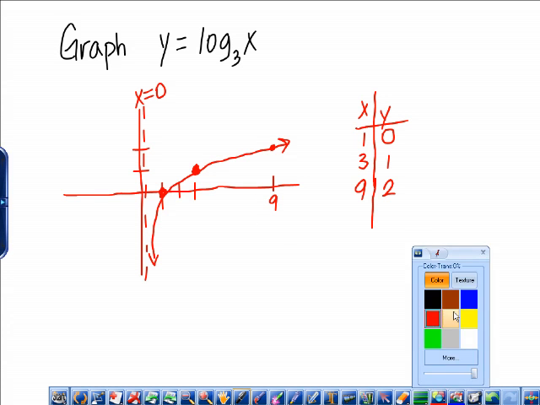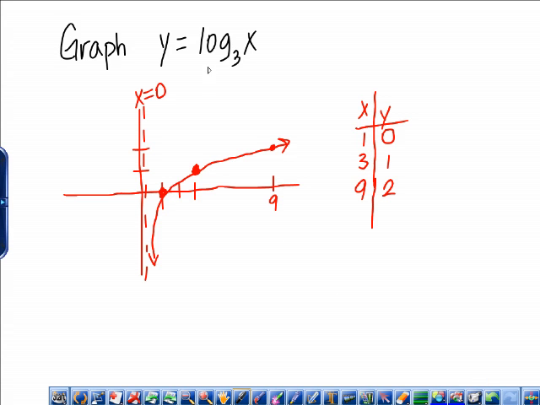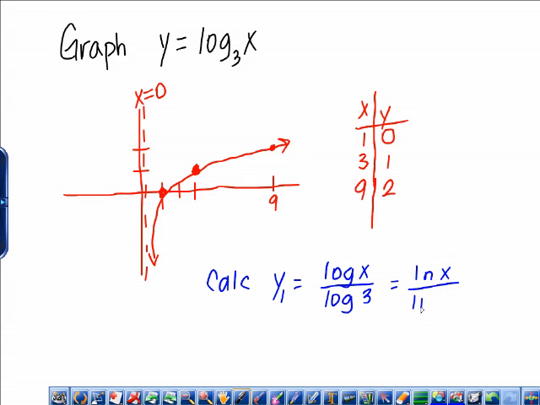Now, if you want to do this in your calculator, if you just type in log of x, it'll do log base 10 of x, which for the most part looks like the same graph. But if you want to do this more accurately in your calculator, you're going to have to, in y1, actually type in either log of x divided by log of 3, or natural log of x divided by natural log of 3.